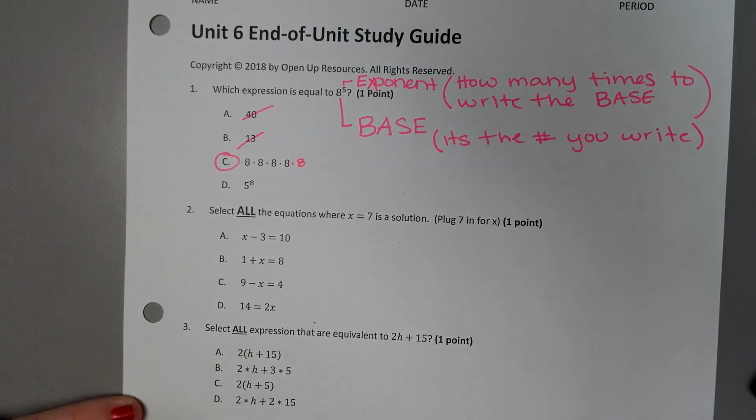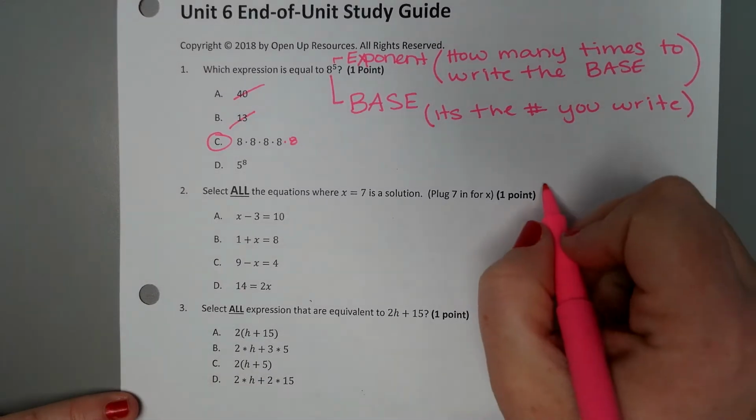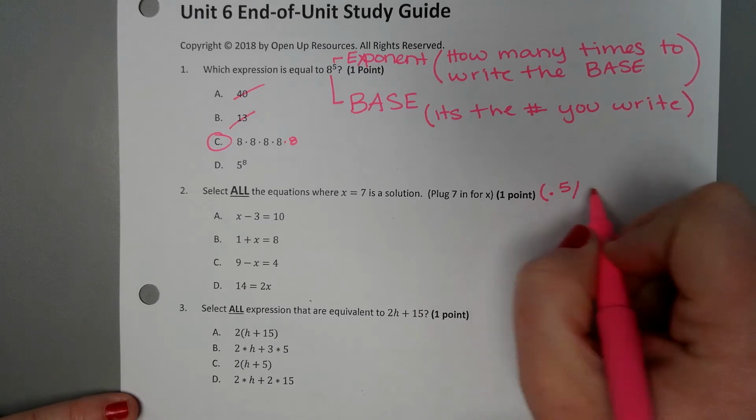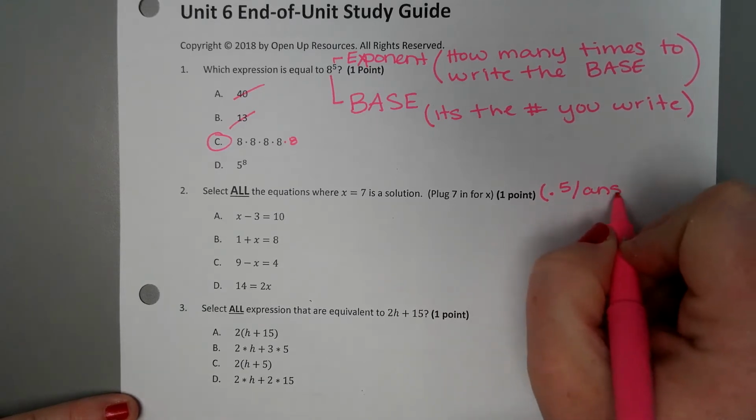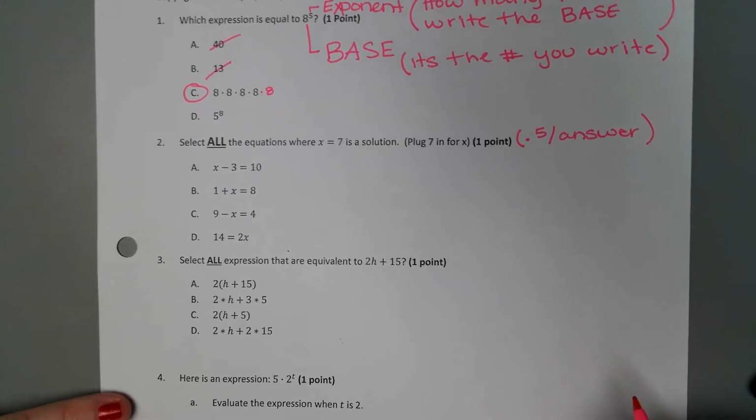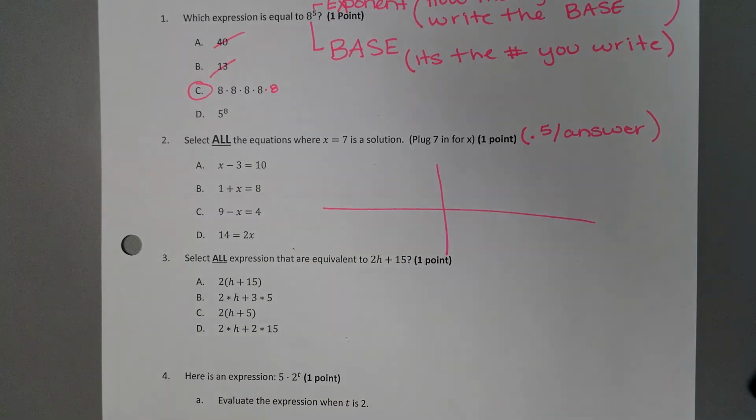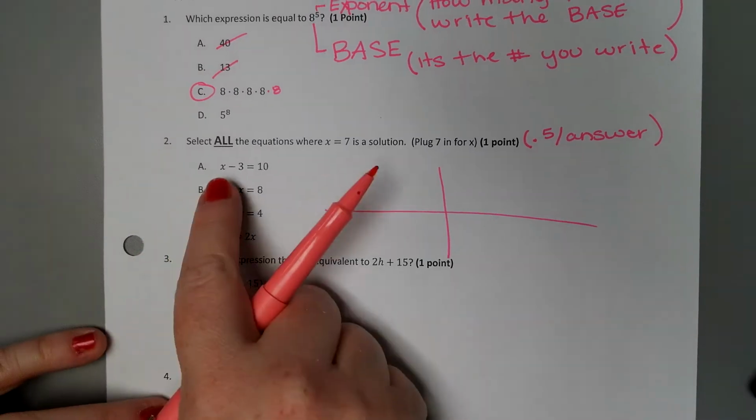For this problem, there's only one of them. It is worth 1 point, but it is half a point per answer. That means there are 2 answers that are correct. So on your test, there is a grid. It's already broken up for you. Select all equations where x equals 7. That means there are at least 2. So either you solve each equation and it equals 7 at the end, or you put 7 in for x. So that's what I'm going to do.